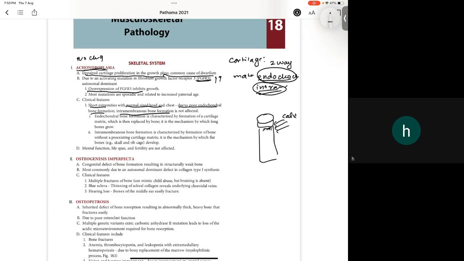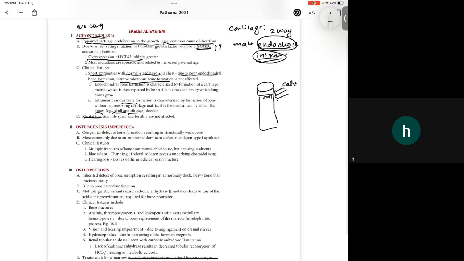Endochondral is basically characterized by formation of cartilage, which is then going to be calcified, by the mechanism which occurs in the long bones. Intramembranous bone formation is characterized by bone formation without a pre-existing cartilaginous matrix, as we discussed. So this is not going to be affected. So we will have, for example, the flat bones I discussed: your skull, rib cage, sternum, right? So mental function is going to be normal, with normal lifespan and normal fertility, but the problem is dwarfism with short bones. Is it clear?